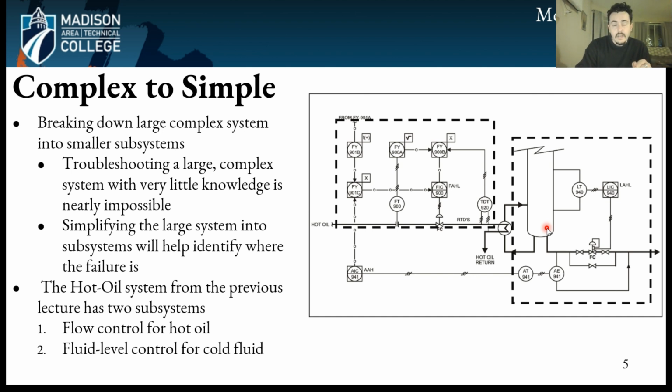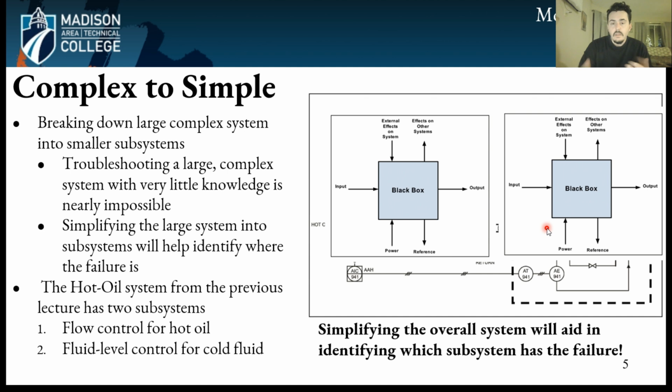So I have the hot side on the left, the cold side on the right, and I turn those into black boxes basically. They have inputs, they have outputs, they have power supplies, they have some sort of references, maybe for reference temperature, reference pressure. And there's also external effects on the system, ambient temperature, ambient pressure, and then effects on other systems. So information coming from other systems in or out that informs this system to do something. So simplifying the overall system into subsystems will definitely help identify which of these subsystems is actually failing. Is it the flow control for the hot oil, or is it the fluid level control for the cold fluid?